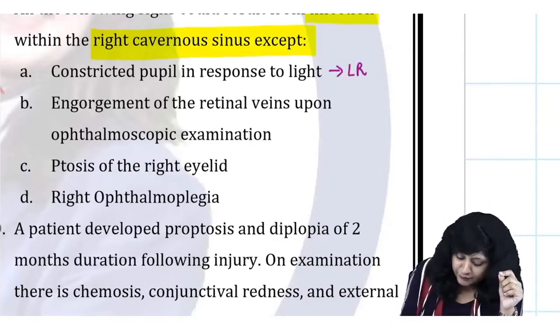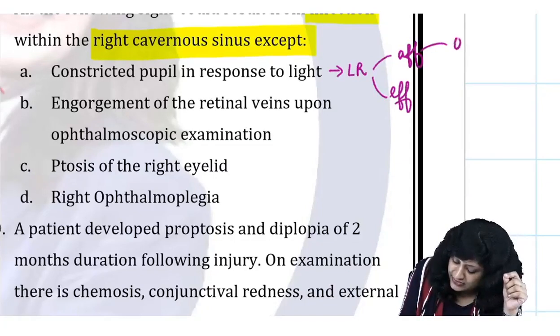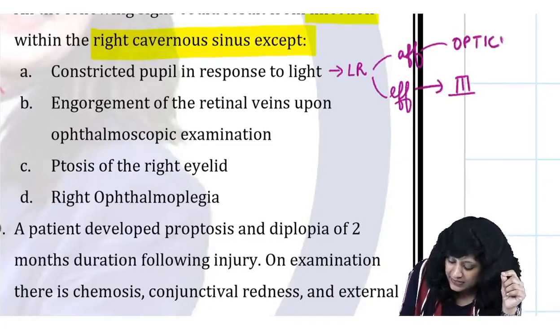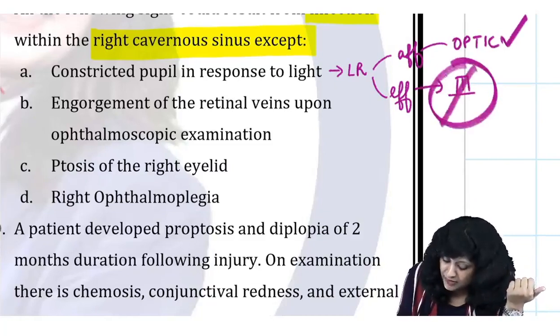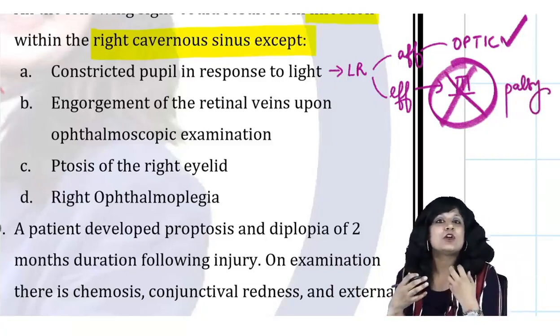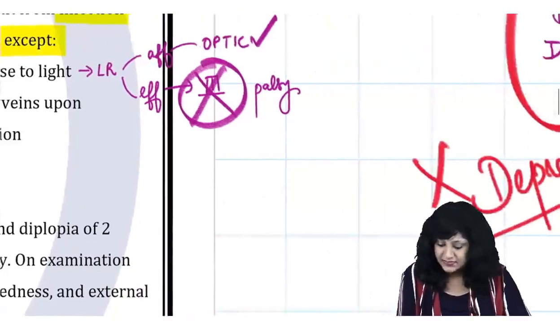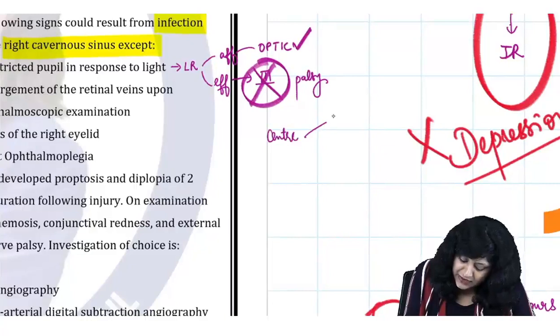Now in the light reflex, you have got 2 nerves. One is your afferent and one is efferent. Afferent is optic nerve, efferent is third nerve. Optic nerve is intact in cases of cavernous sinus, but third nerve may have the paralysis. Okay, so what is happening? You know that through the cavernous sinus we have got lot of nerves which are passing. Which nerves? If I talk about the center, then we have 6th nerve and the internal carotid artery.